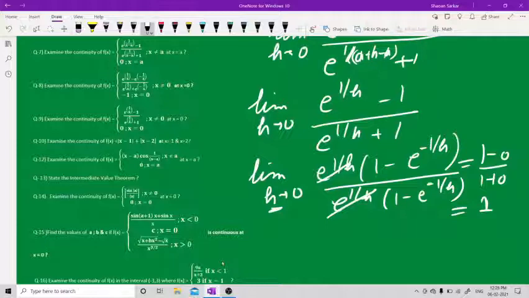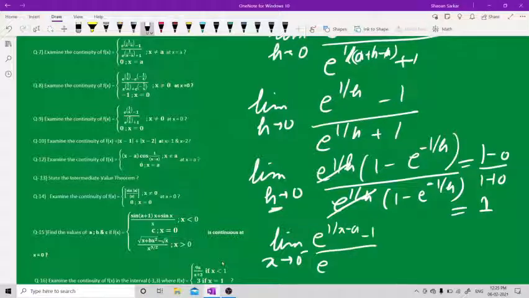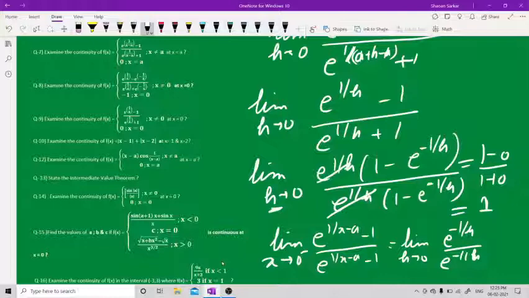So for limit, similarly when you do like this, your limit x tending to a minus would now become e to the power of 1 upon x minus a, minus 1, upon e to the power of 1 upon x minus a, plus 1. So this will become limit h tending to 0, e to the power of 1 upon minus h, minus 1, and this will be e to the power of 1 upon minus h, plus 1.